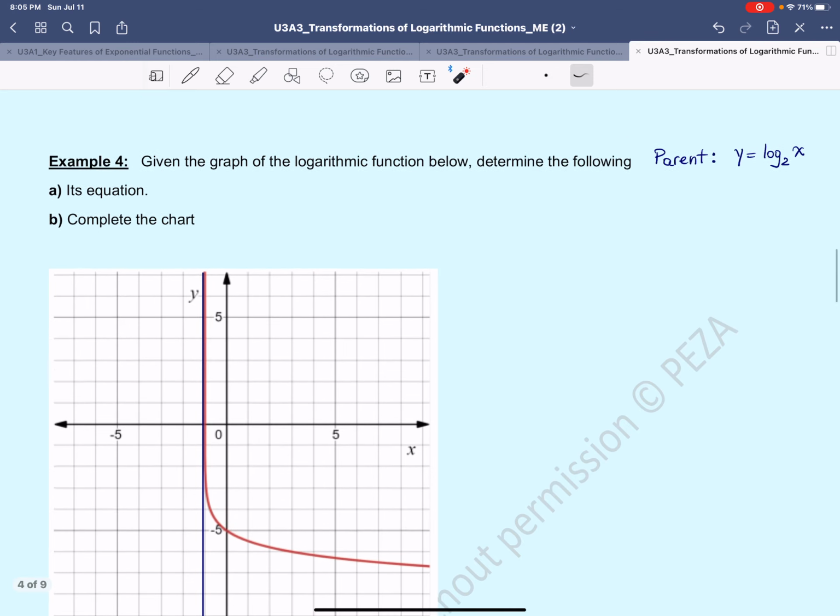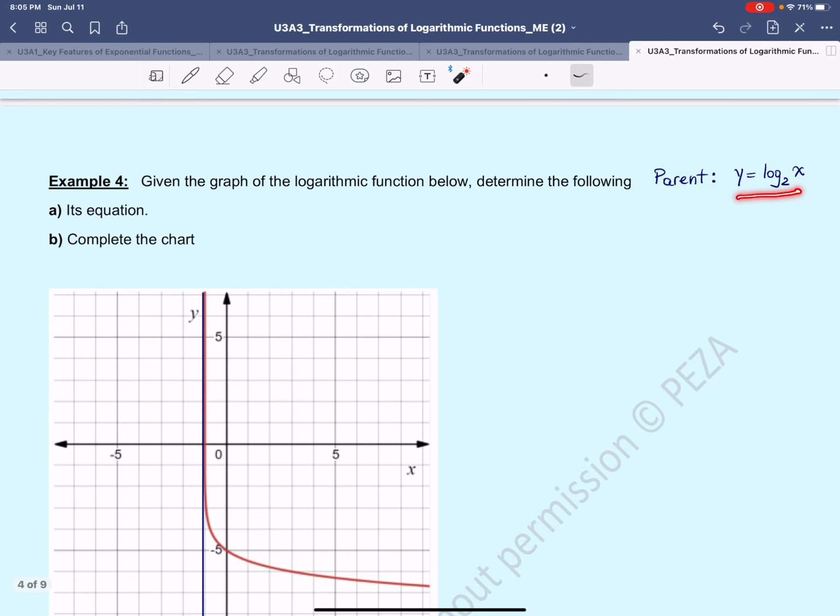The parent function is y equals log with base 2 of x, and we'll find its equation, which means that we need to find an equation of the form y equals a log with base 2 of k x minus d plus c. So we need to find all the missing coefficients a, k, d, and c. There are different ways of finding the equation from the graph.